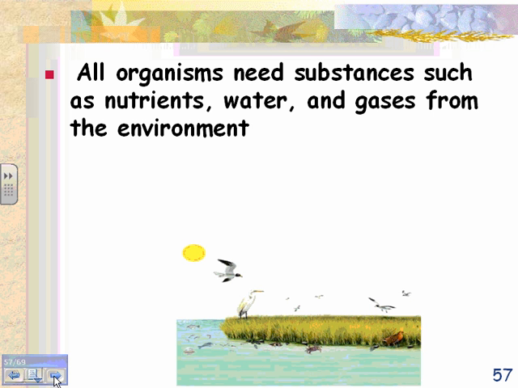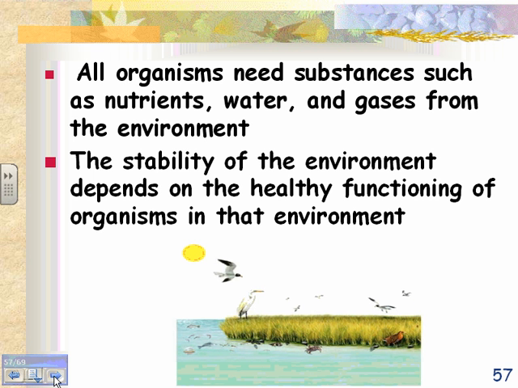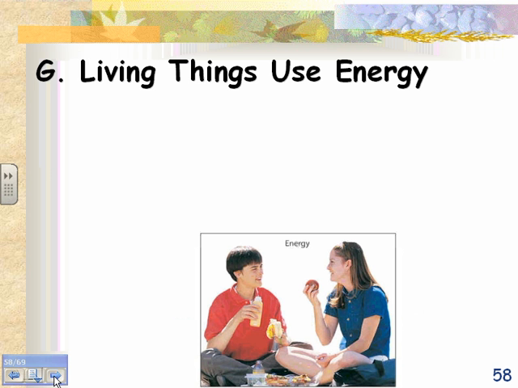All organisms need substances such as nutrients, water, and gases from the environment. And the stability of the environment depends on the healthy functioning of organisms in that environment. And so if you have even one link in the chain messed up, then it can mess up the whole ecosystem. The next characteristic of life is that living things use energy.